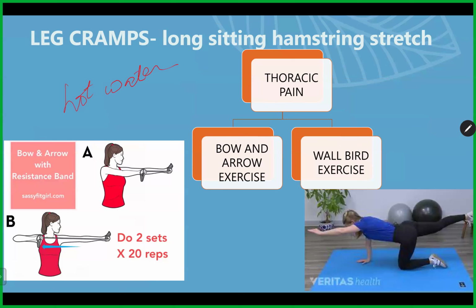Going with thoracic pain, bow and arrow exercise. This is the bow and arrow exercise. In the picture they're doing it with the resistance band, but they can do it without the resistance band also. That will help in thoracic mobility and will also help in some kind of trunk rotation. And then wall and bird exercise.